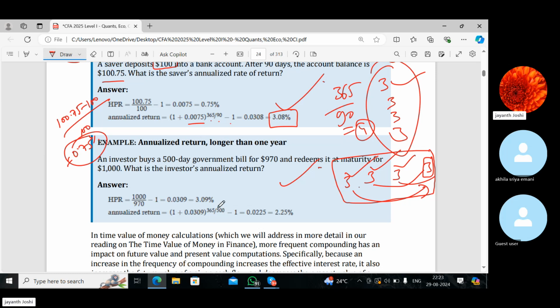Here the number of days is more than 1 year, so it is good. Still, you want to make it annualized, right? They are considering the number of days. So this will be your returns.